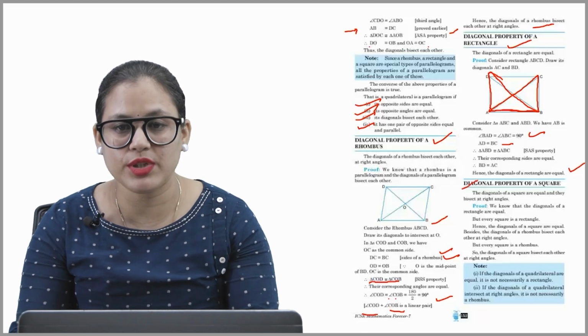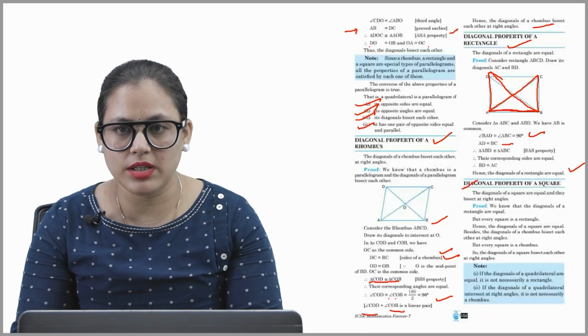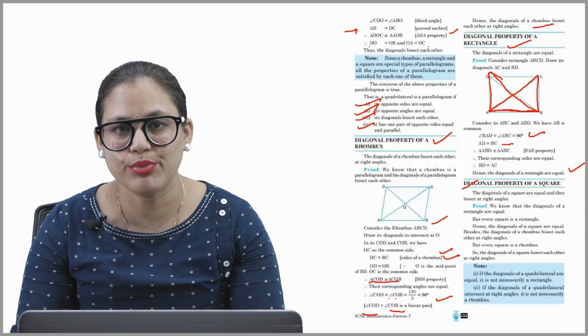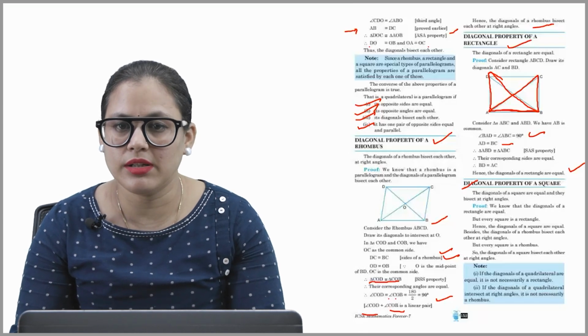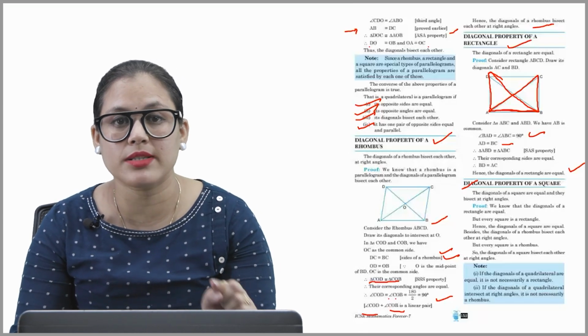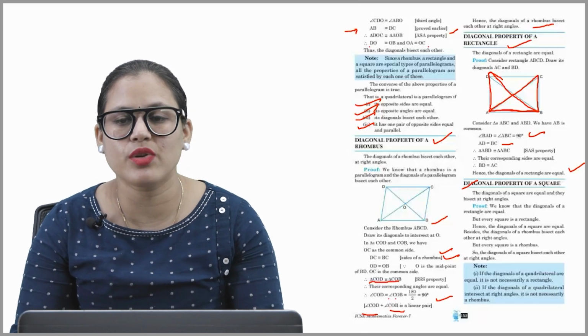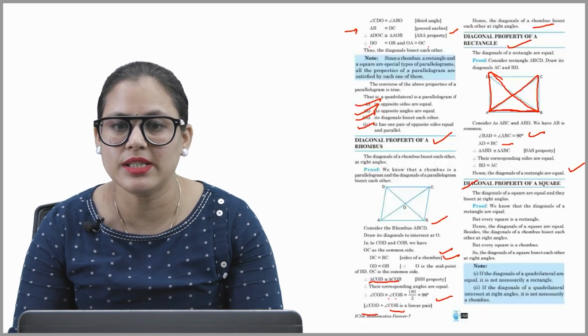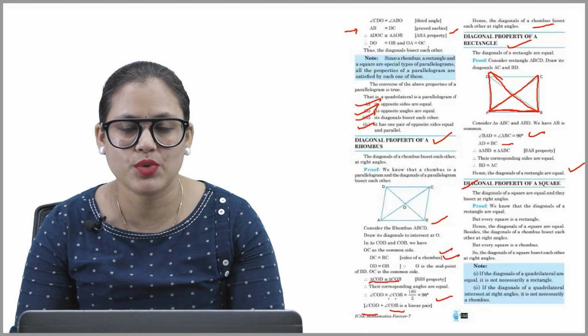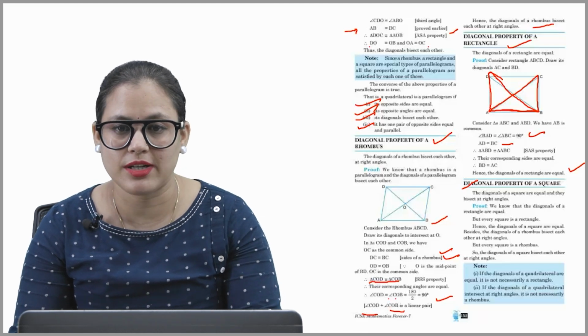Next, diagonal property of a square. The diagonals of a square are equal and they bisect at right angles. Proof. We know that the diagonals of a rectangle are equal, but every square is a rectangle. Hence, the diagonals of a square are equal. Besides, the diagonals of a rhombus bisect each other at right angles, but every square is a rhombus. So, the diagonals of a square bisect each other at right angles.